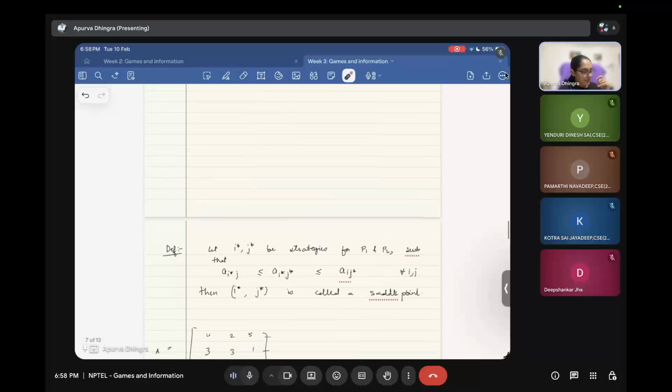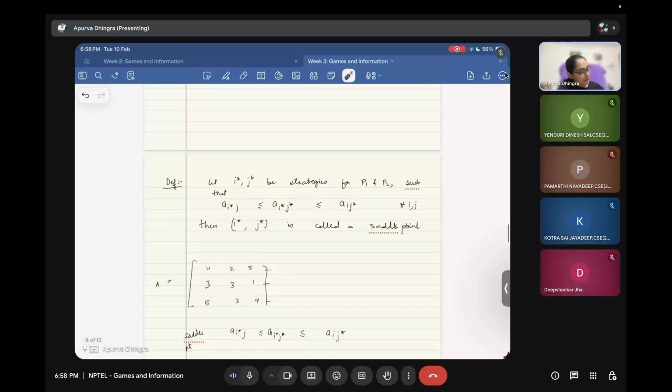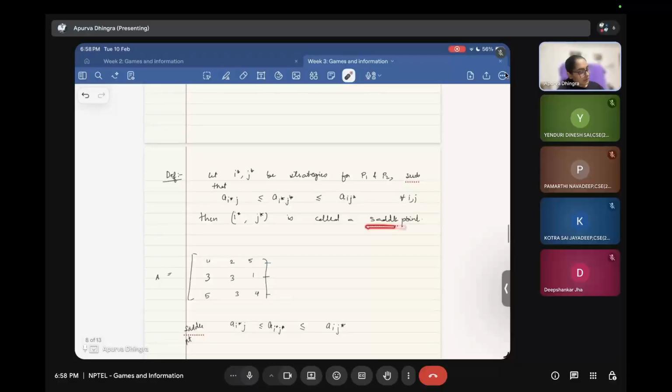Okay, next is defining a saddle point. So now let's say there are some strategies I star and J star for the players respectively. If there is a pair like this such that this property holds, meaning if you keep the column fixed, changing the I from I star to any other I makes the utility greater.